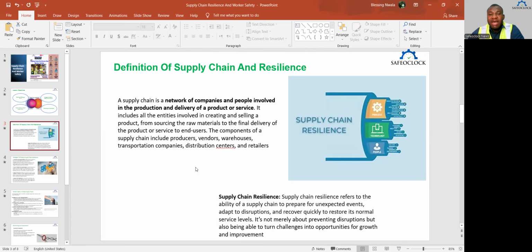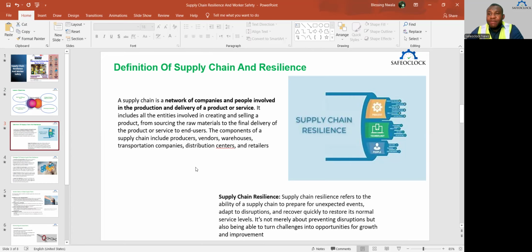What do we mean then by supply chain resilience? Supply chain resilience refers to the ability of the supply chain to prepare for unexpected events. These are the actions, procedures and plans that the management will have in place to ensure that if there is an unexpected event or a sudden issue, it will not affect the supply chain, or the materials, products and items required for safe completion of that project.